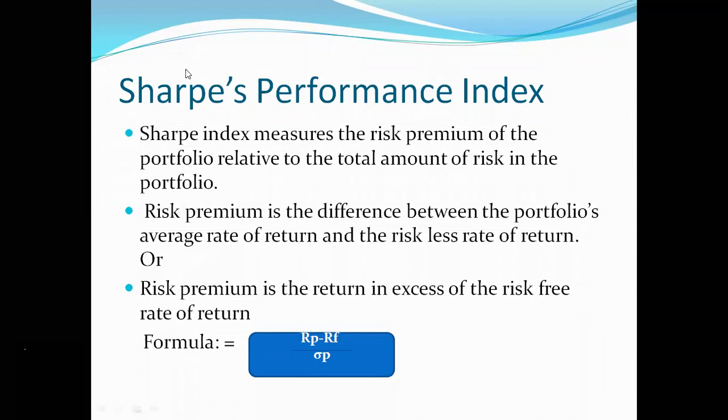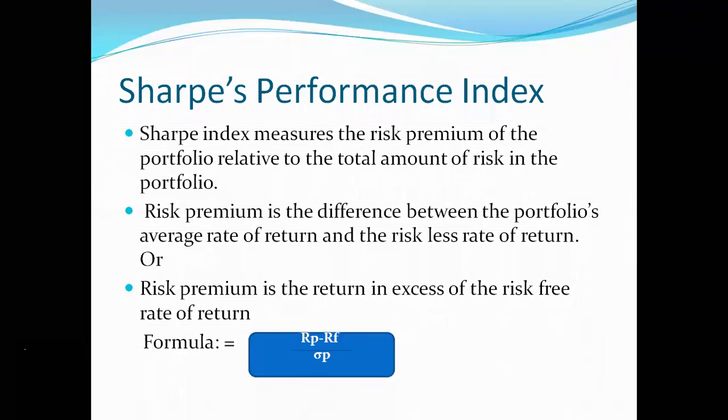So Sharpe index is measuring the risk premium of the portfolio in relation to the total amount of risk. This total amount of risk is the combination of diversifiable as well as undiversifiable risk. You can see this in the formula: RP minus RF divided by standard deviation of P, that is, the standard deviation of the portfolio. Risk premium is the difference between the portfolio's average rate of return and the riskless rate of return, or the return in excess of the risk-free rate of return.